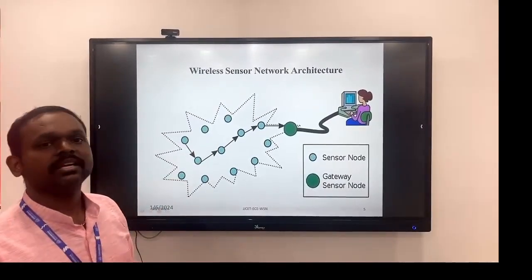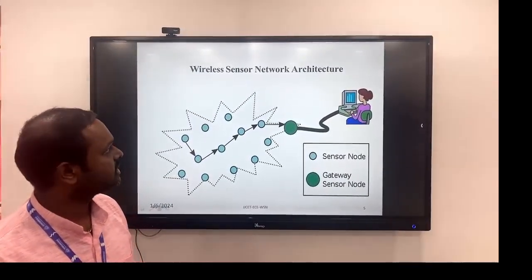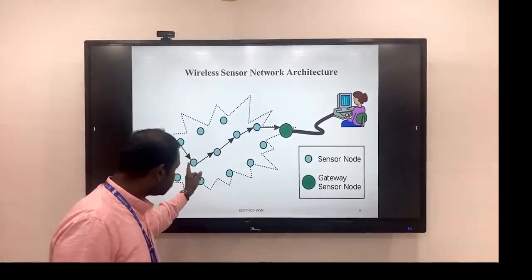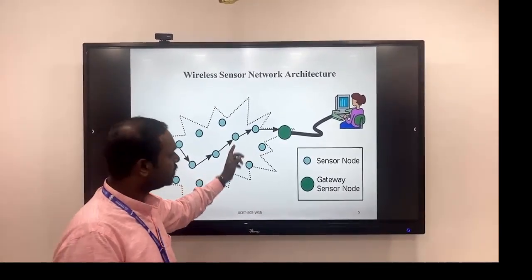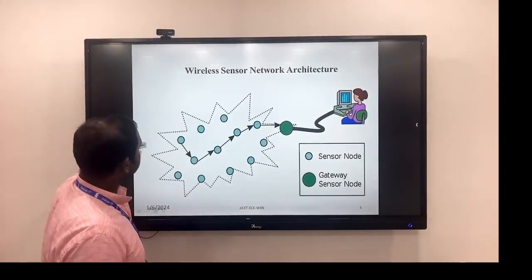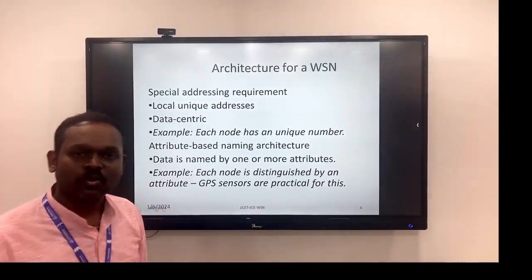So this is the architecture for our clarification. Here these are said to be sensor nodes. Here the sensor nodes are connected together with a gateway sensor node for consumer usability. This is the architecture for wireless sensor network.